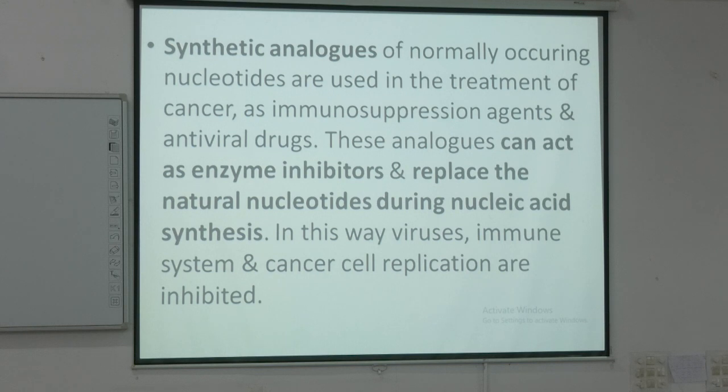So it will help in the case of cancer. These synthetic analogs will incorporate into DNA. Once they incorporate into DNA, cell division will be arrested and stopped. So the examples I told, 5-fluorouracil and 6-mercaptopurine.